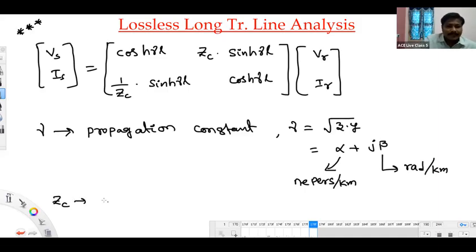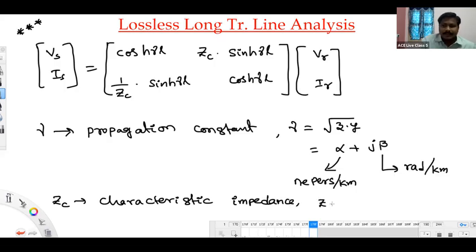Now ZC is called the characteristic impedance, and we can write ZC as root of small z by small y. Let us discuss a little about this characteristic impedance in particular. After that, we will move into the lossless line.